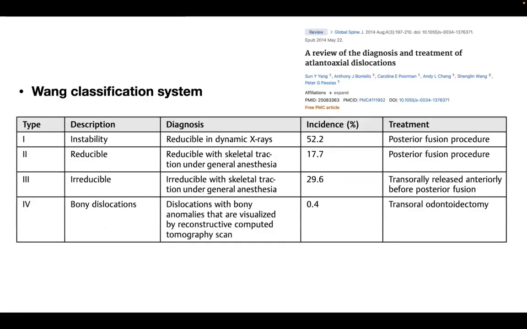Taking further into Greenberg's classification, Wang et al. classified atlantoaxial instability into 4 main types. Type 1 included only instability. Type 2 included reducible instability. Type 3 included irreducible instability, and type 4 included bony dislocation. He also suggested the treatments for the particular type of instability based on the reducibility or irreducibility of that atlantoaxial joint.